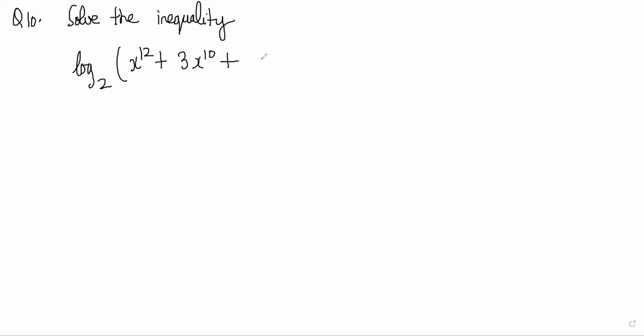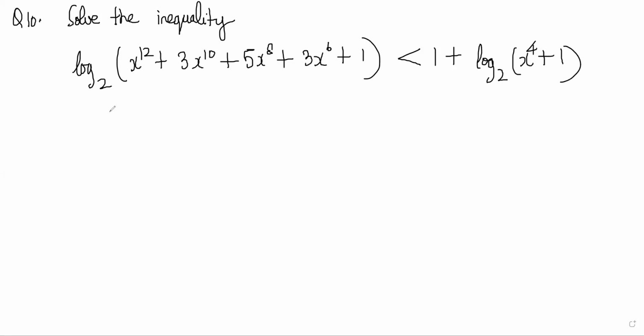We have to solve this inequality. Solve the inequality log base 2 of x power 12 plus 3x power 10 plus 5x power 8 plus 3x power 6 plus 1 is less than 1 plus log base 2 of x power 4 plus 1, right? First step would be to simplify this a little bit. This can be written as log base 2 of 2x power 4 plus 2. And we have this equation, right?